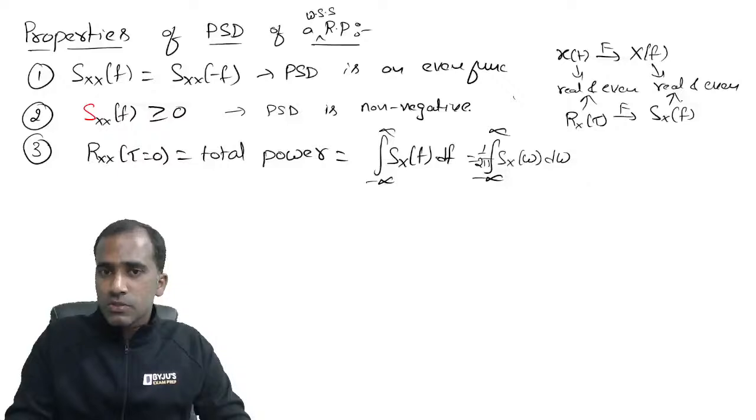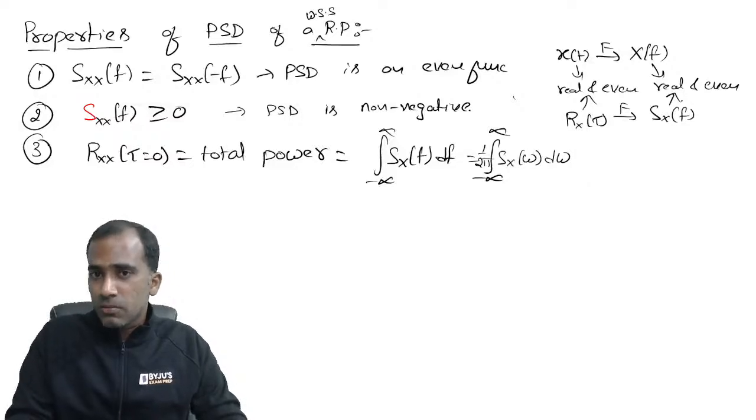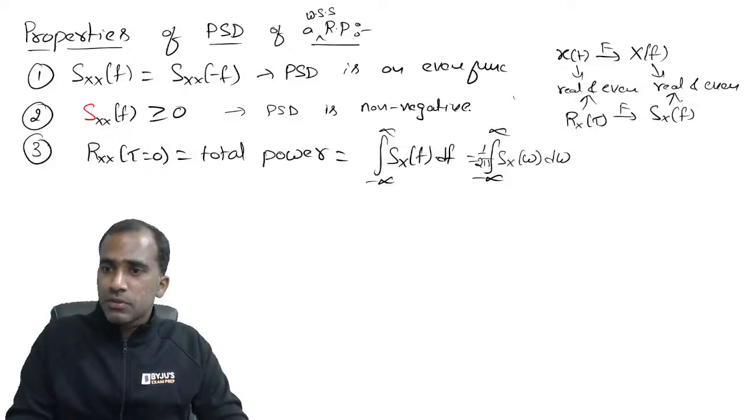Which one should we use, this one or this one? It depends on how they give the power spectral density. If they are giving the power spectral density as a function of omega, then you do this. If they are giving power spectral density as a function of f, you do this.